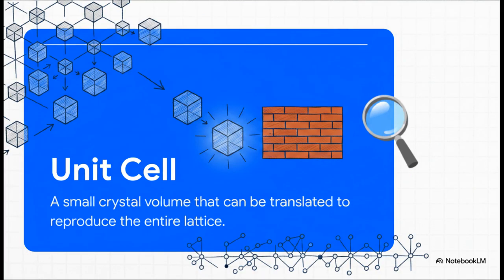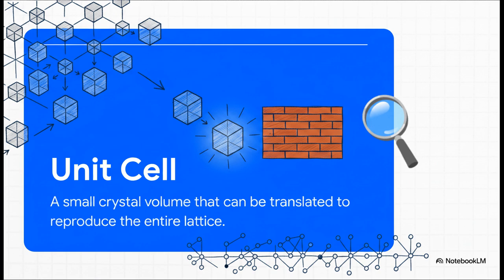And within that infinite mathematical grid, we isolate the unit cell. This is a small, fundamentally representative volume of the crystal. But don't just think of it as a single static brick in a building. The unit cell is a localized mathematical blueprint. The defining characteristic of a unit cell is that if you take this microscopic 3D geometric arrangement and translate it, meaning you repeat it continuously along its axes in 3 dimensions, you perfectly reproduce the entire macroscopic crystal lattice.